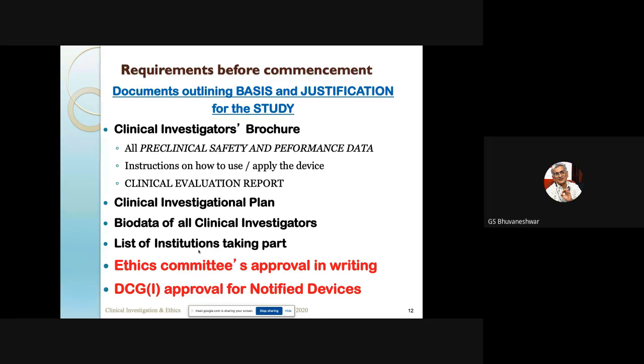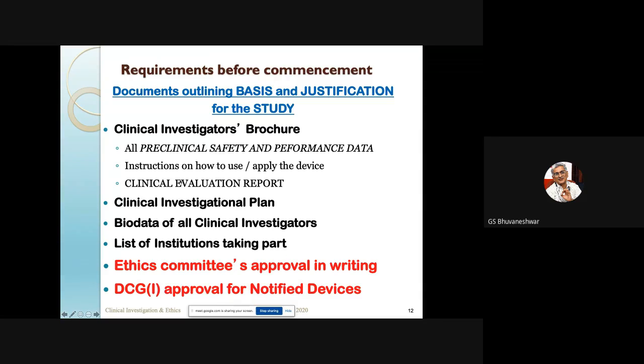These are some of the requirements before the commencement of your study. So you need quite a few documents outlining the basis and justification of the study. One important document is called the Clinical Investigator's Brochure, which contains all preclinical safety and performance data. So if you have done animal studies, all lab testing, all that as part of your preclinical safety testing goes into this Clinical Investigator's Brochure, which is shared with the clinicians, the ethics committees, and even the regulatory authority.